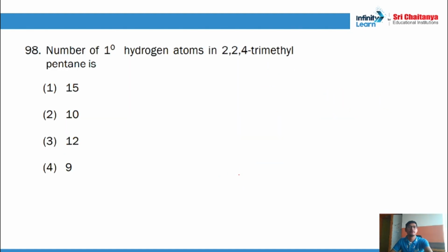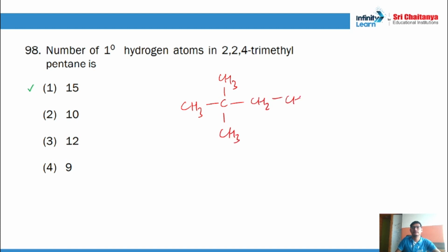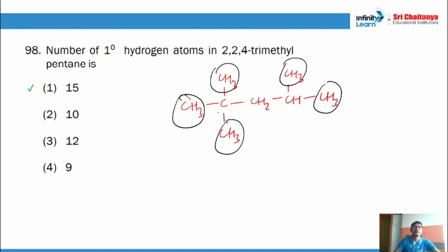Correct, guys? Number of primary hydrogen atoms in 2,2,4 trimethyl pentane. So basically, what is 2,2,4 trimethyl pentane? It's this. You can draw its structure. So 1, 2, 3, 4, 5, 2,2,4 trimethyl pentane. So we are basically looking at primary hydrogen atoms. All these are primary carbons. The hydrogens joined to them will be primary hydrogens. So the answer is 50.